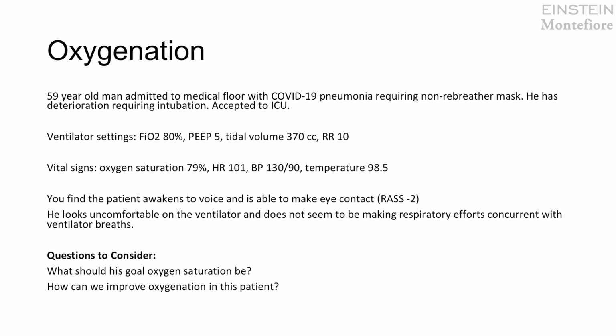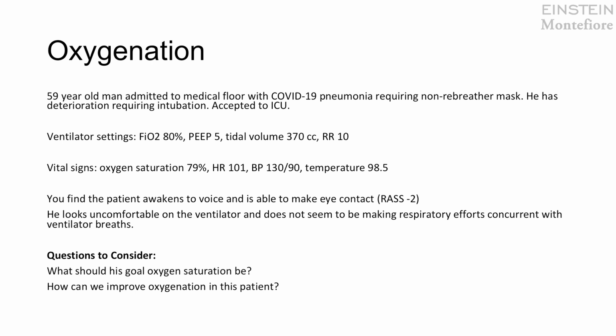So our first case involves a problem with oxygenation. A 59-year-old man is admitted to a medical floor with COVID-19 pneumonia requiring a non-rebreather mask. He subsequently deteriorates and requires intubation. He's accepted to the ICU. His ventilator settings are FiO2 of 80%, PEEP of 5, tidal volume 370, and respiratory rate of 10. His oxygen saturation is low at 79%. His heart rate is 101, and his blood pressure is 130/90, with a temperature of 98.5.